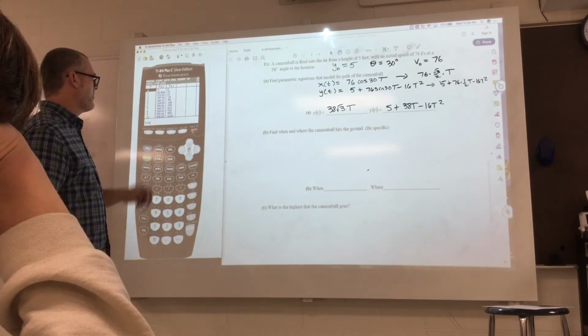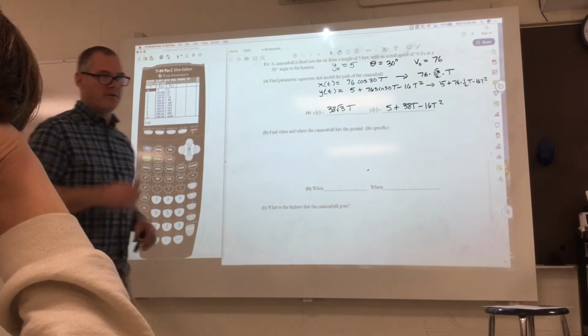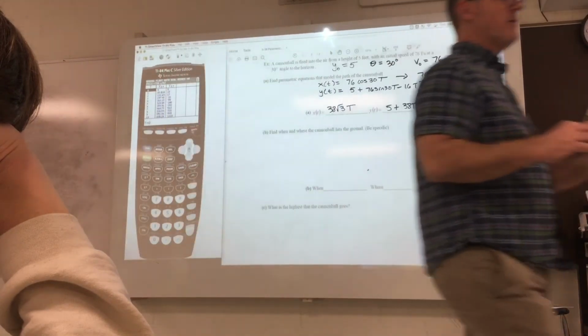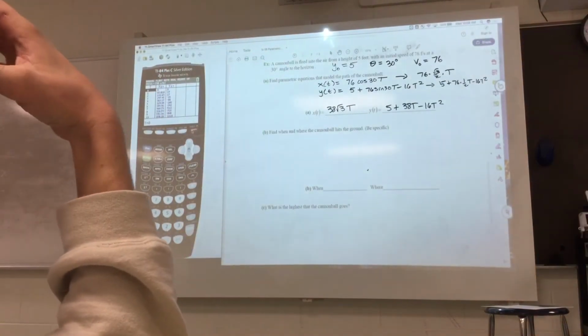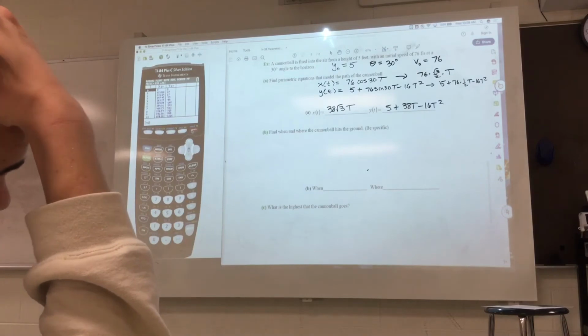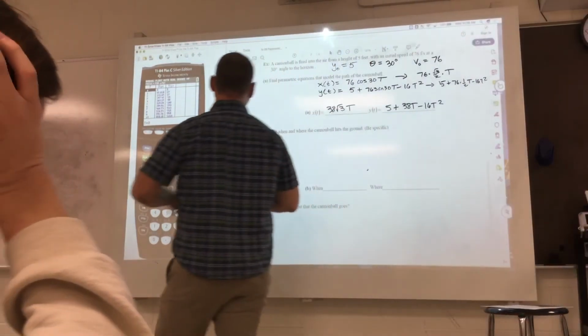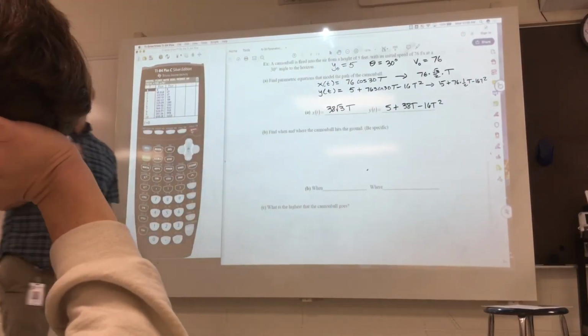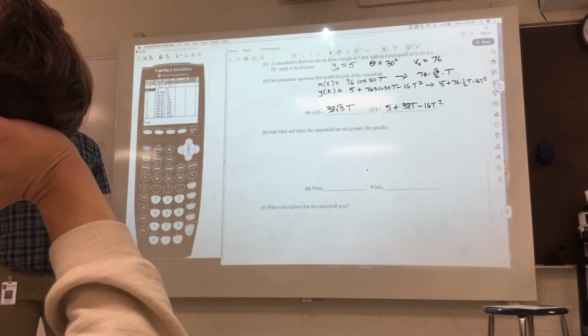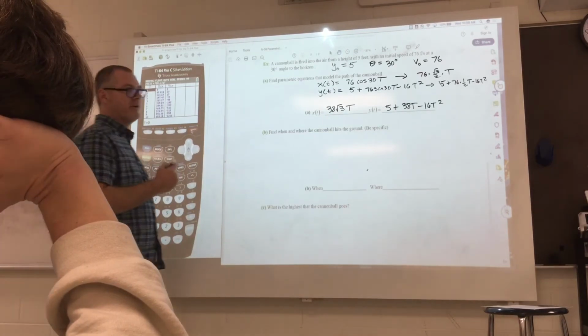So this is what we're going to do. The two most important things about a parabola are the vertex and the zeros. You have two formulas for that. Negative b over 2a. Negative b over 2a is the axis of symmetry. I'm going to use the quadratic formula to find the roots.